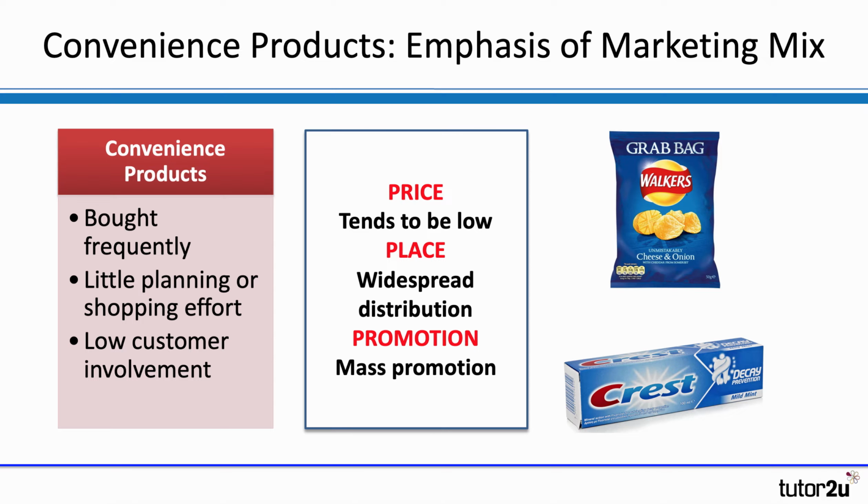Here's some examples of convenience products: bag of crisps, toothpaste, can of Coke. We buy them frequently. We don't spend a lot of time thinking about buying them, often on impulse. The implication for the marketing mix is that they tend to be pretty low priced items. We're not investing a lot in them. We can find them in lots of different outlets, so distribution tends to be pretty widespread, and you'll typically find that the promotion for them is mass promotion.